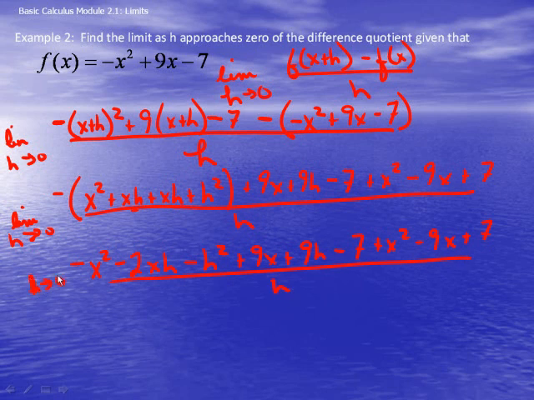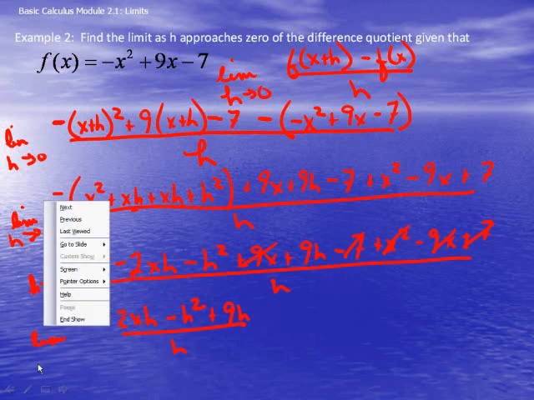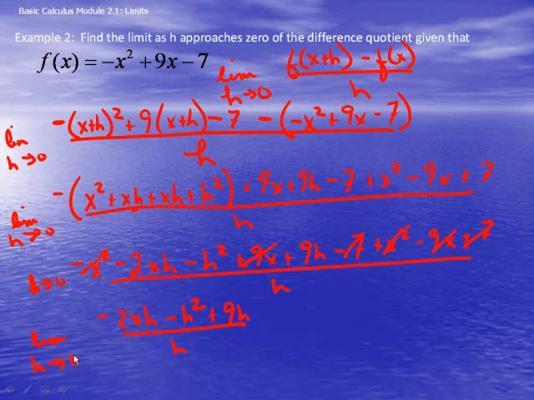Now if we can combine our like terms, we can look here and notice that the x squareds are going to cancel. We're also going to notice that the positive and negative 9x's will cancel, and the minus 7 and the positive 7 will cancel. So that's going to leave me with negative 2xh minus h squared plus 9h all over h, and that's the limit as h approaches 0.